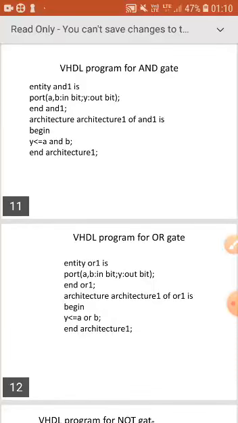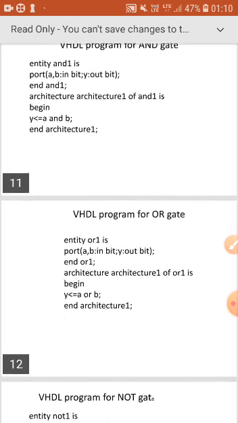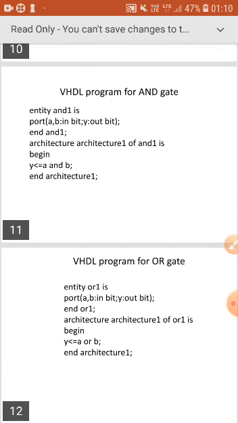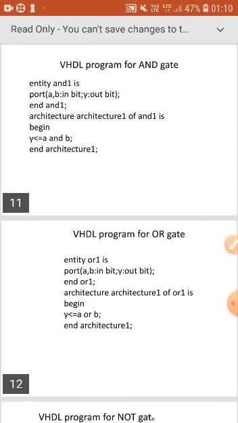A comma B colon. A and B are inputs, so I am using mode in. A and B both are binary values, so here I am using bit. Next, Y is the output, so Y colon out. Y is also a binary value, so I am using bit here.